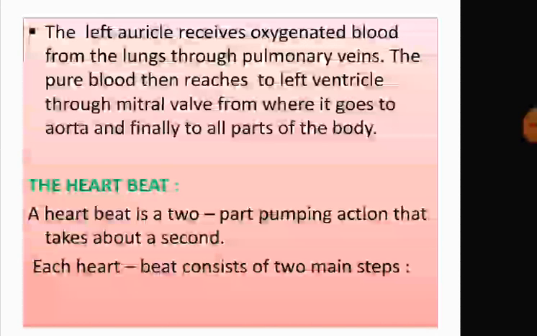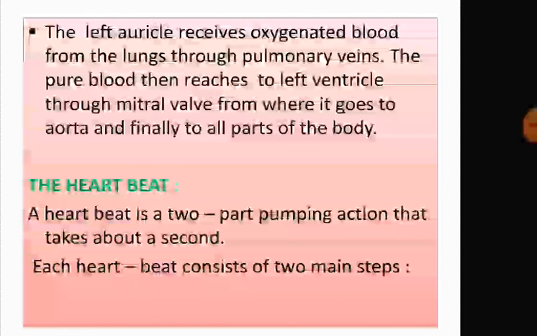The right auricle receives deoxygenated blood from the body and pumps it to the right ventricle through the tricuspid valve. Then the right ventricle pumps the deoxygenated blood to the lungs through the pulmonary artery. The left auricle receives oxygenated blood from the lungs through the pulmonary vein. The pure blood then reaches the left ventricle through the mitral valve, from where it goes to the aorta and finally to all parts of our body. So this is about the circulation of blood in the heart.